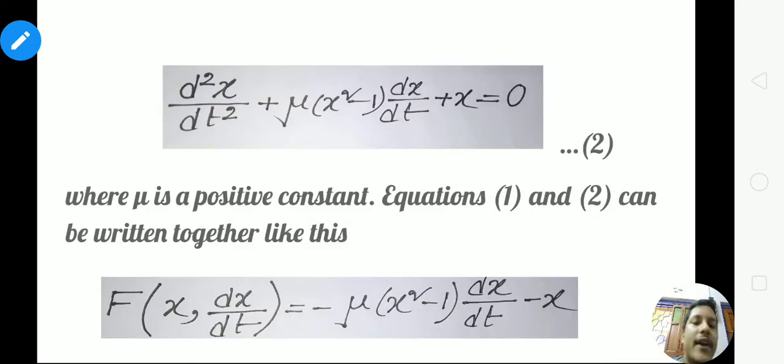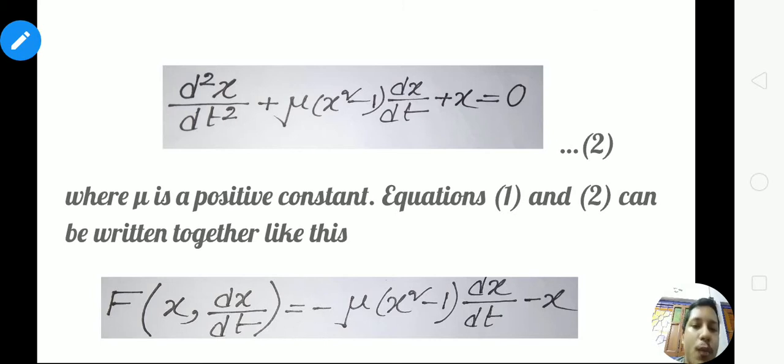So what is the Van der Pol equation? Example, d2x by dt2 plus mu into (x square minus 1) dx by dt plus x is equal to 0, indicated by 2. Where mu is a positive constant, equations 1 and 2 can be written together like this: f of x, dx by dt is equal to minus mu into (x square minus 1) into dx by dt minus x.